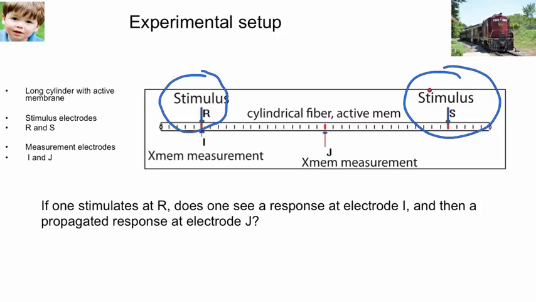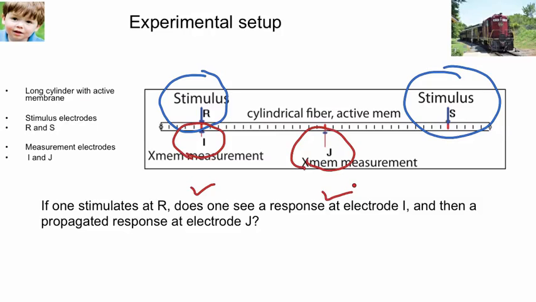Then there are 2 measuring electrodes. These measuring electrodes will show us graphs of what is happening at these 2 sites. Site I, which is over here to the left, and site J, which is in the middle. So sites I and J show us what is happening at the left-hand end and in the middle of our fiber. We'd expect something that starts at one end to propagate to the middle, because generally that's what action potentials do, but let's just check and see.